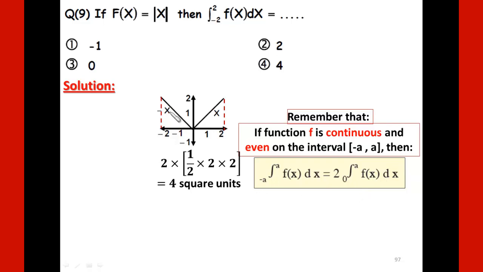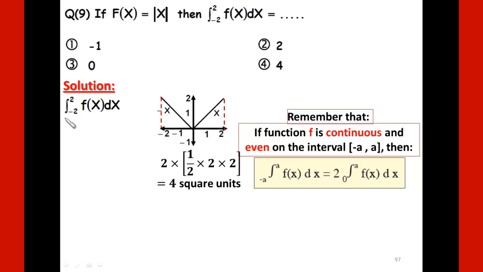Note that this function, this curve, is continuous from -2 to 2, and also it's even. What do we mean by even? The function is symmetric about the y-axis. Any function symmetric about the y-axis is an even function. So the function f of x equals the absolute value of x is even, and we can use this rule as follows.